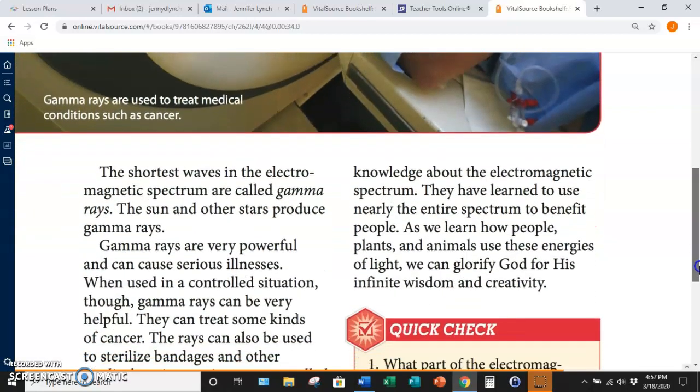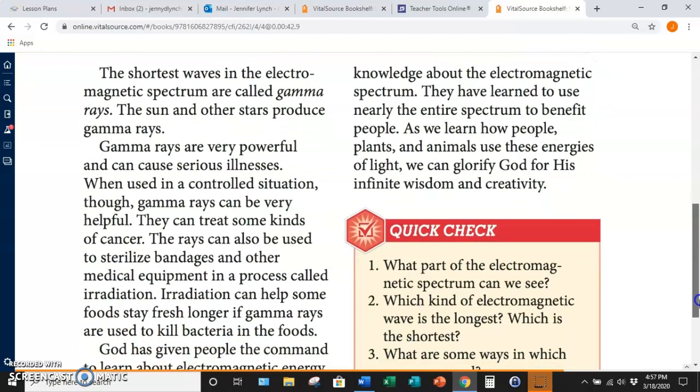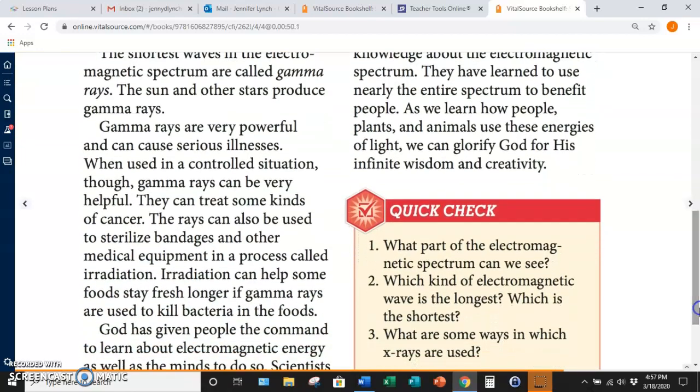All right, gamma waves. The shortest waves in the electromagnetic spectrum are called gamma rays. The sun and other stars produce gamma rays. Gamma rays are very powerful and can cause serious illnesses. When used in a controlled situation, though, gamma rays can be very helpful. They can treat some kinds of cancer. The rays can also be used to sterilize bandages and other medical equipment in a process called irradiation. Irradiation can help some foods stay fresh longer if gamma rays are used to kill bacteria in the foods.